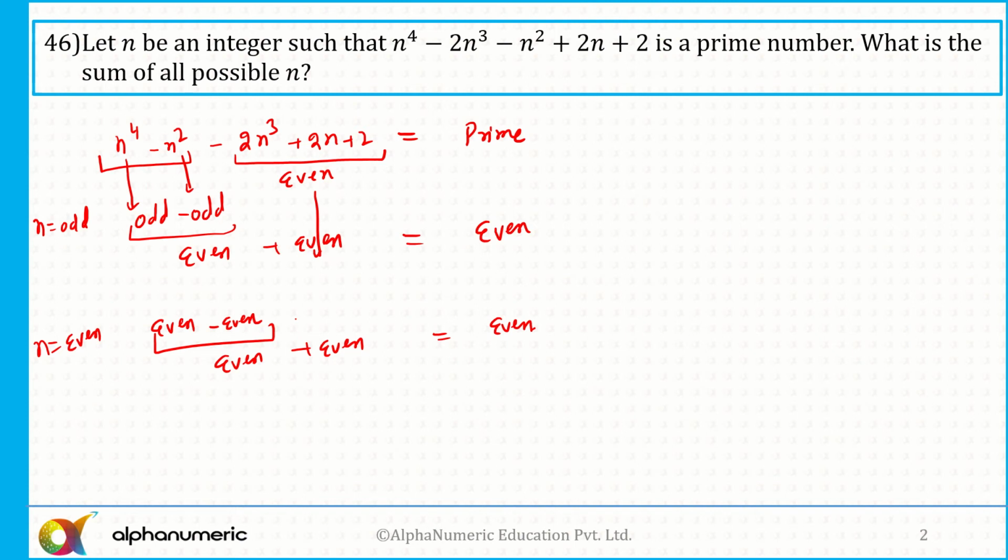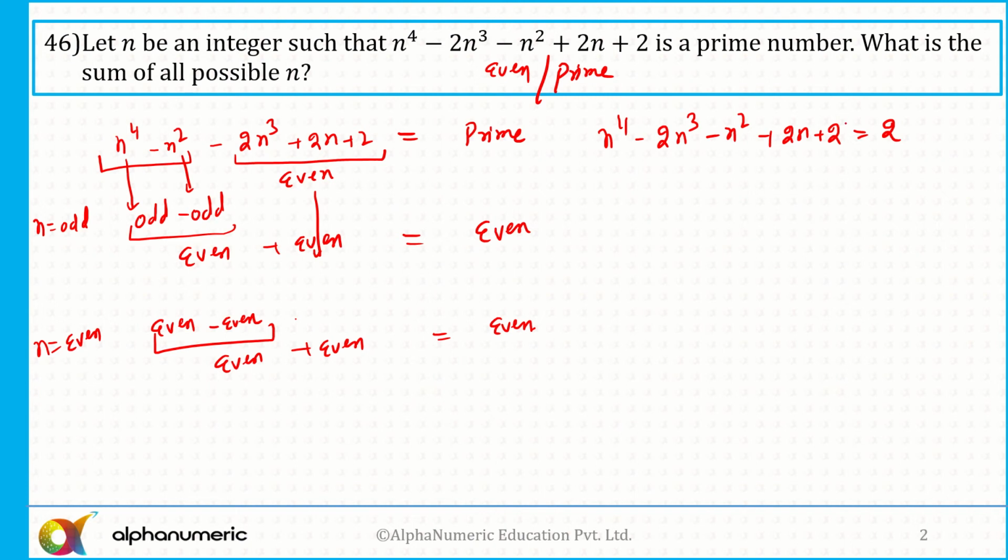And we also know that this algebraic expression is an even number, as well as a prime number. So can you guys tell me how many numbers are there which are even as well as prime? Exactly one number, and that number is 2 itself. So it means that n raised to power 4 minus 2n cube minus n square plus 2n plus 2 must be equal to 2. Why? Because we have already proved that this is an even number, and we already know that it is a prime, and there is only one number which is even as well as prime.